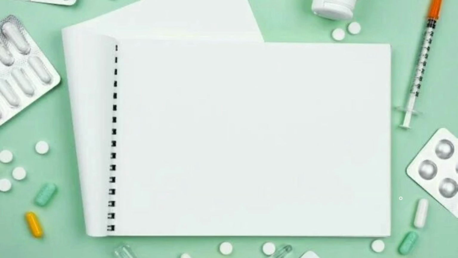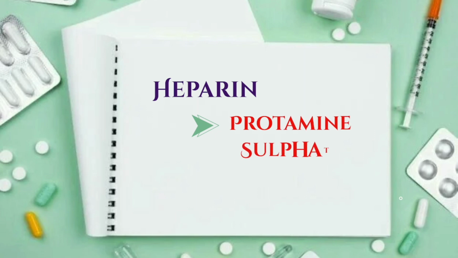Our next drug is heparin. We know heparin is an anticoagulant drug which decreases the clotting activity of the blood, and the antidote for heparin is protamine sulfate. If there is overdose of heparin, mainly low molecular weight heparin during delivery or during heart surgeries, then we give protamine sulfate by IV.